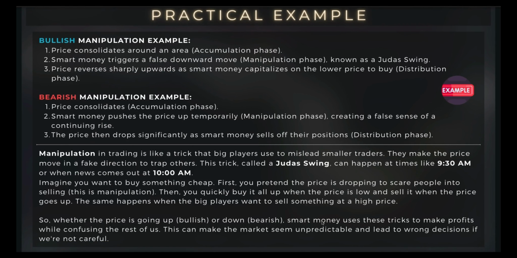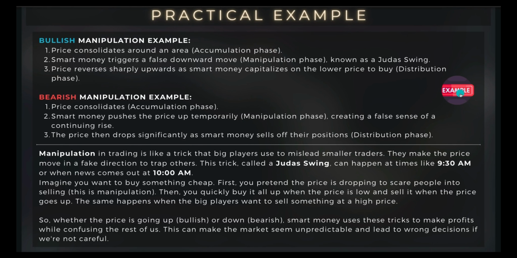So, bullish manipulation example. Price consolidates around an area, which would be accumulation. Smart money triggers a false downward move. Again, the manipulation phase known as Judas swing, and the price reverses sharply upwards as smart money capitalizes on the lower price to buy, which would be the distribution phase. And then bearish manipulation example. Price consolidates. Smart money pushes the price up temporarily, creating a false sense of a continuing rise. The price then drops significantly as smart money sells off their positions.